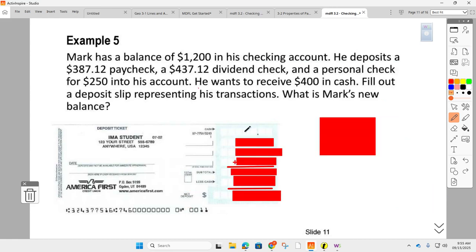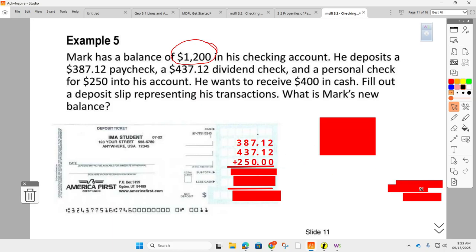Another deposit slip. Mark has a balance of $1,200 in his account. This does not go in the deposit slip. He deposits his paycheck, $387.12. He deposits a dividend check, $437.12. A personal check for $250, and he wants $400 cash back.